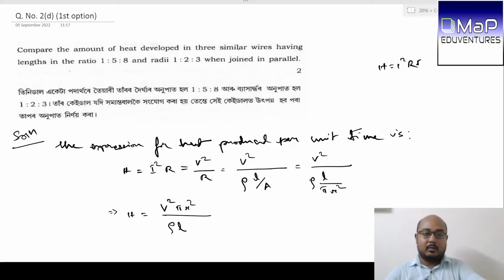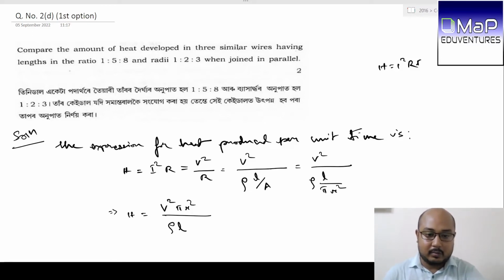Okay, so now in this expression we have 2 or 3 quantities that will be fixed for all the 3 wires: the voltage across the wires, the resistivity of the wires, since they are similar wires we assume the resistivity is the same, and pi is a universal constant. So these three quantities will be fixed, and R and L will change.